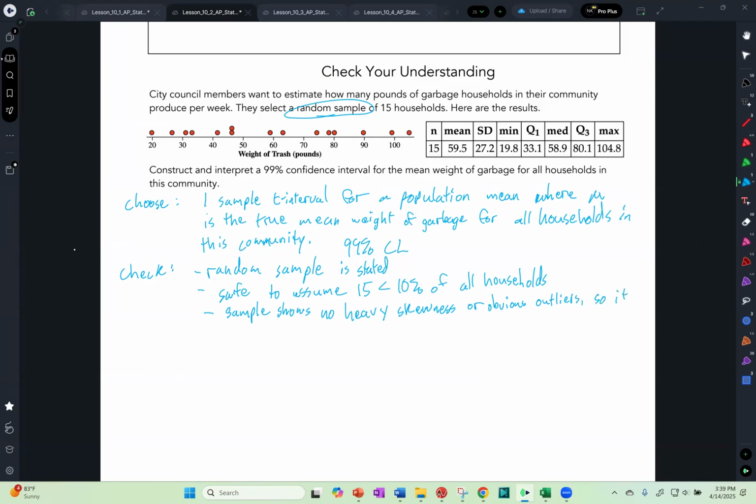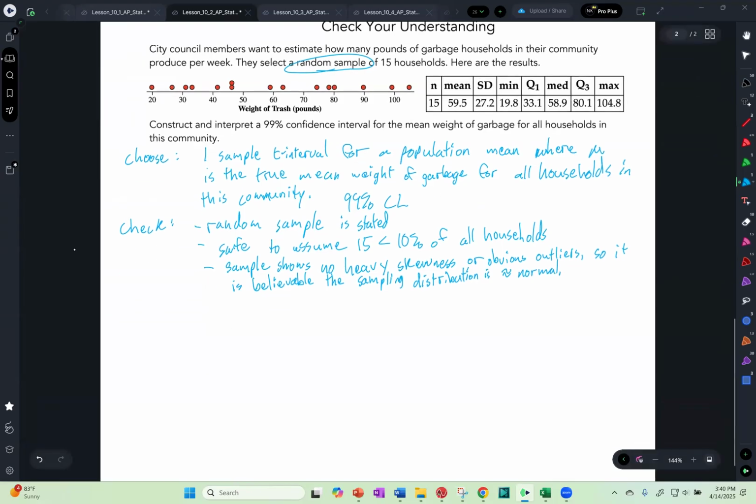So it is believable. Man, I'm struggling on spelling today. The sampling distribution is approximately normal. So there's my check. Now I've got to calculate.